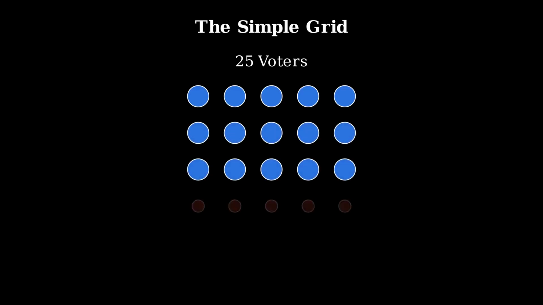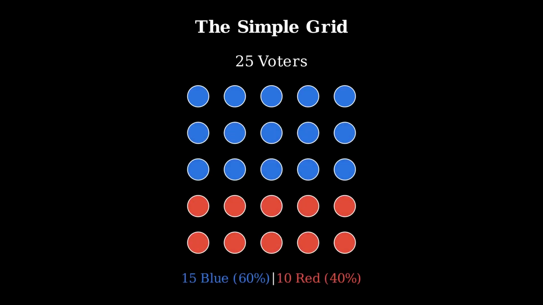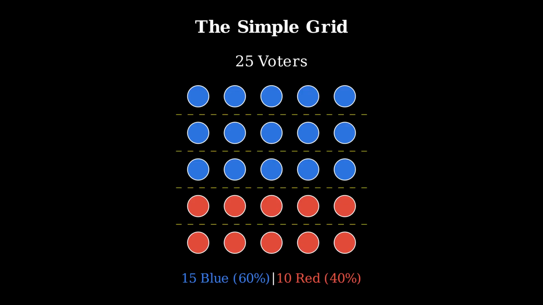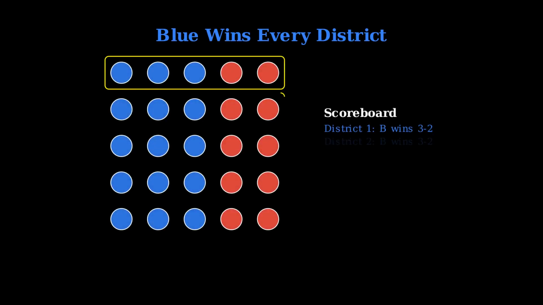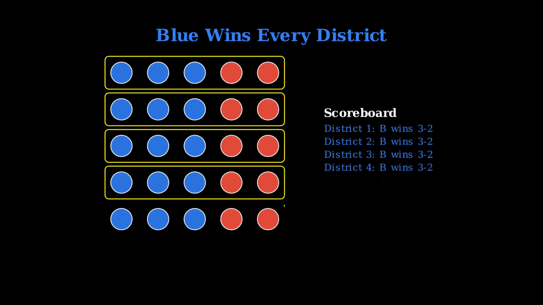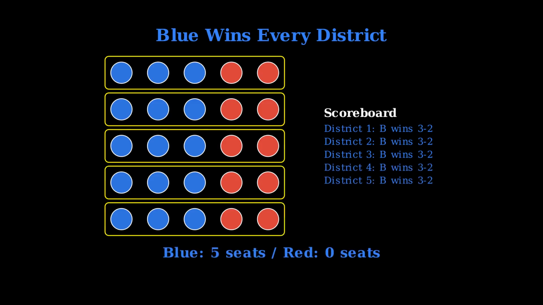Picture a simple grid. 25 voters arranged 5 by 5. 15 are blue, 10 are red. That's our 60-40 split. Now we need to divide them into 5 districts of 5 voters each. Here's one way to draw the map. You group 3 blue voters with 2 red voters in each district. Blue wins every district 3-2. 5 seats out of 5 for a party with 60% support. That's disproportionate, but at least the majority party is winning.